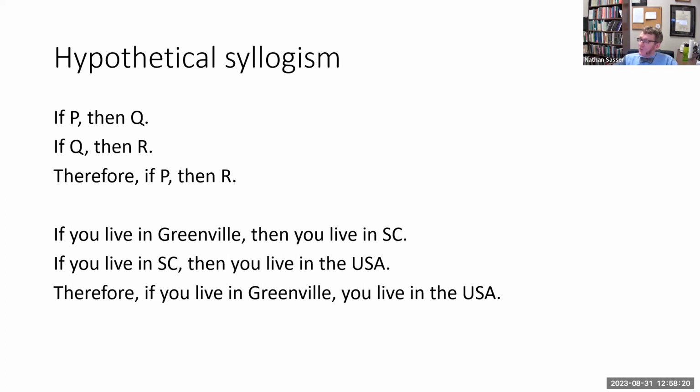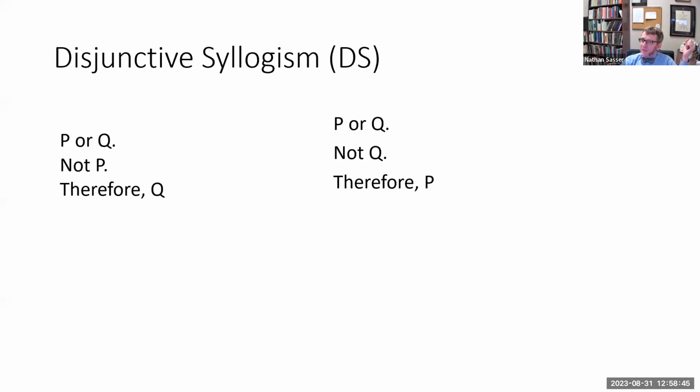So here's an example. If you live in Greenville, then you live in South Carolina. If you live in South Carolina, then you live in the USA. Therefore, if you live in Greenville, you must live in the USA. That is valid. We've got 3 simple statements conjoined in these conditionals in this fashion. So I'll let you just meditate on that and memorize it.